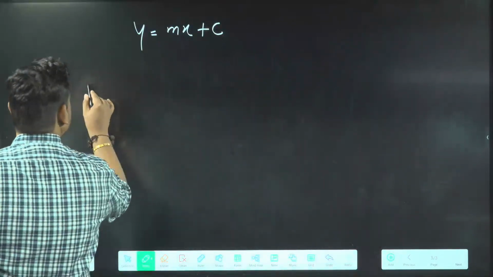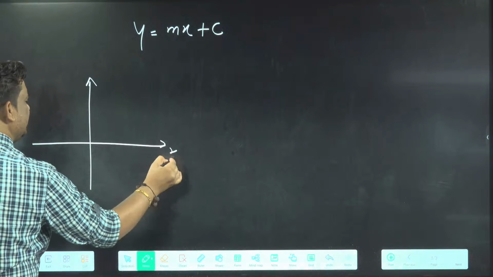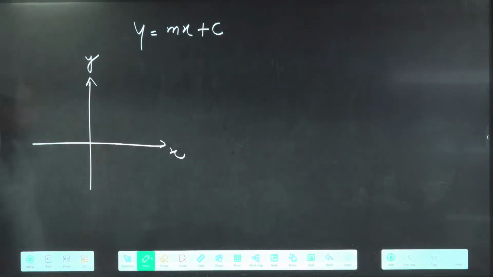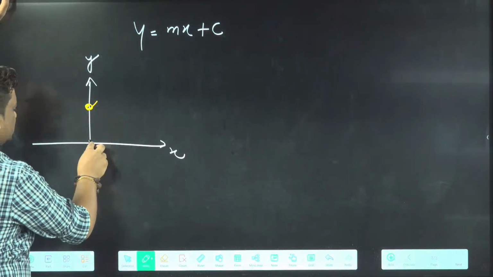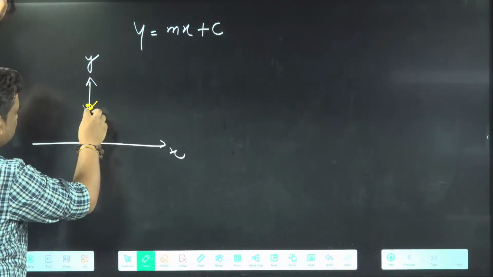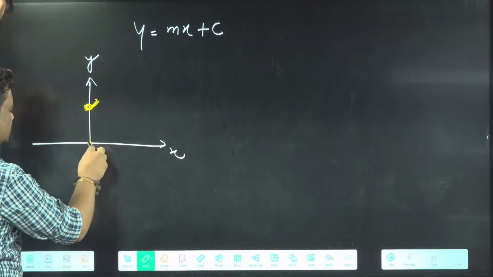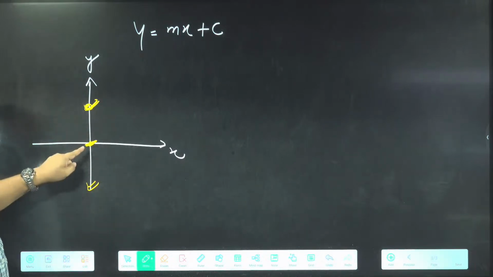C can be positive or negative. C is your intercept on the y-axis. If C is positive, I have to move upside from 0. Upside means C positive, downside means C negative. So C positive is here, C negative is here, and C 0 means at the origin.